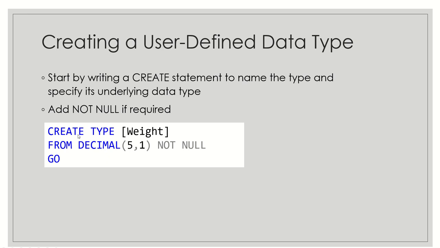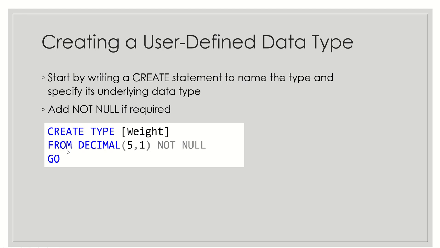So we start off with a create statement followed by the word type, and then you give your name. So I've decided to name it weight. Notice that I've enclosed it in square brackets just to denote that it's going to be the name of the type there, similar to how we would do for the name of a column. The square brackets are sometimes optional depending on what you choose for the name. However, I like to include them because then if you've chosen something that is a reserved word or has a space in it or anything like that, it will continue to be contained.